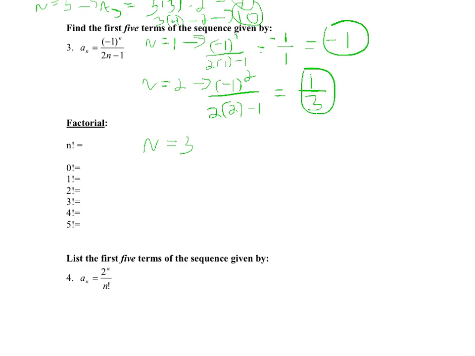Okay, I'm going to do n equals 3. When I do that, I have negative 1 cubed, and that's over 2 times 3 minus 1. Now, negative 1 cubed is negative 1 up top, and then 2 times 3 is 6. 6 minus 1 is 5.